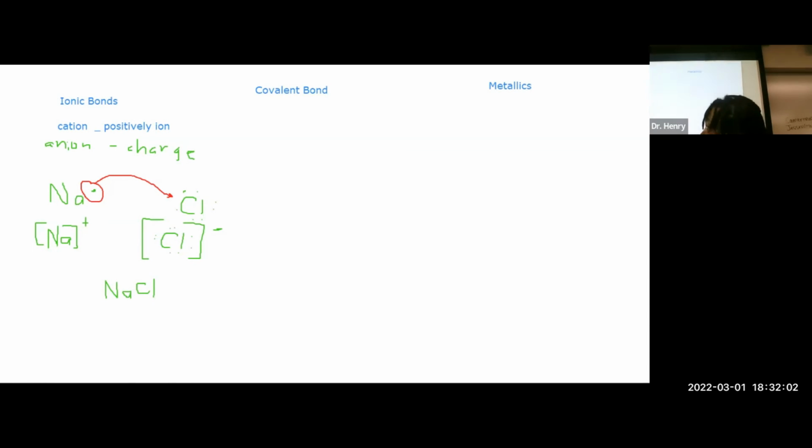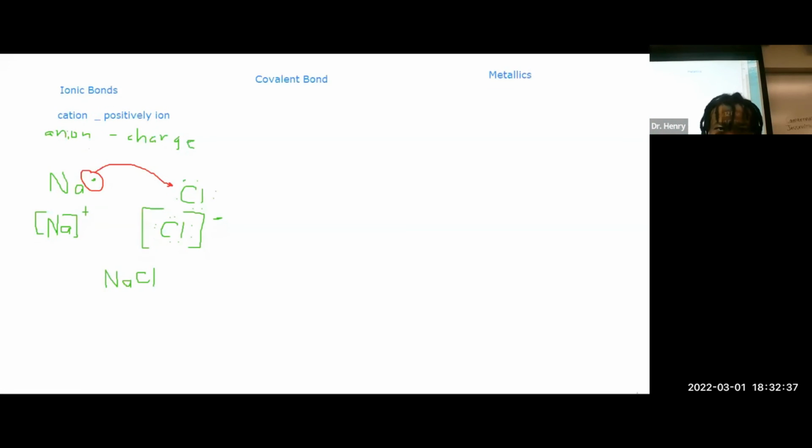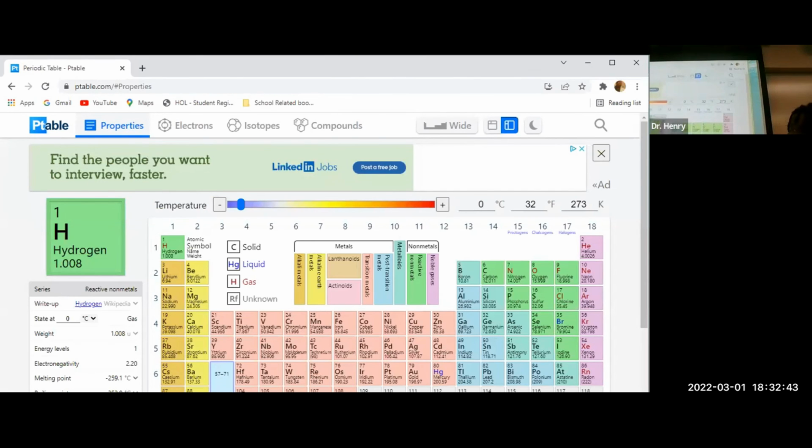So if we looked at the periodic table, see if my other programs work. So, test everything out. We're going to see how much we can break in a day. Can you guys see the periodic table?